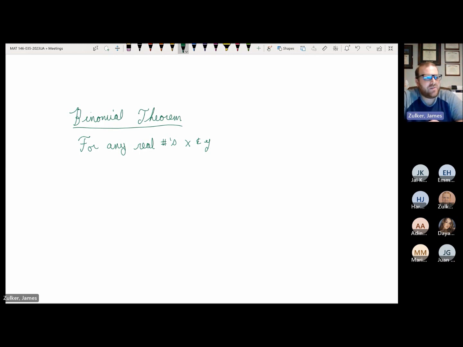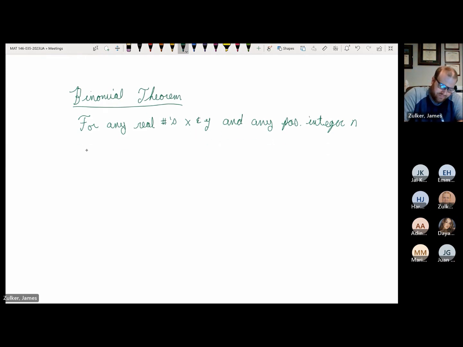What it says is for any real numbers x and y, and any positive integer n, x plus y to the nth power equals the summation from i equals 0 to n of n choose i, x to the n minus i, y to the i.